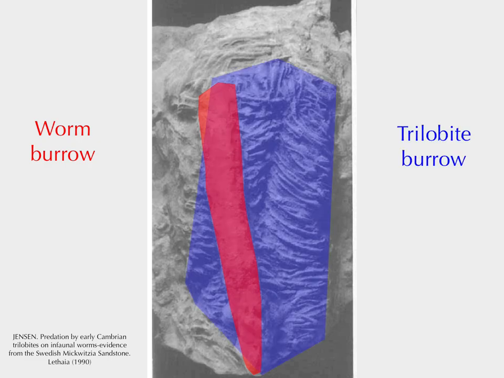Very hard to see anything, right? So here, that's a worm burrow. And here is a trilobite burrow. And these are in funnels, these are in the mud.